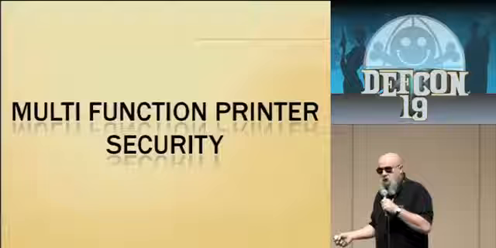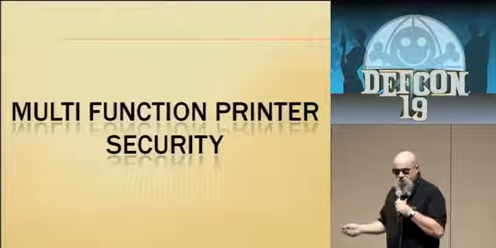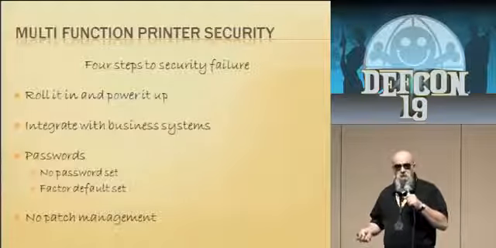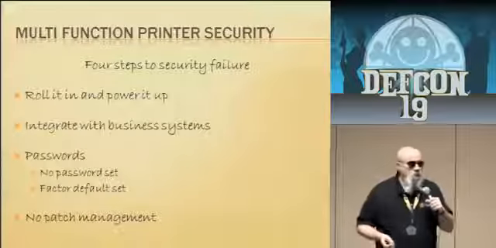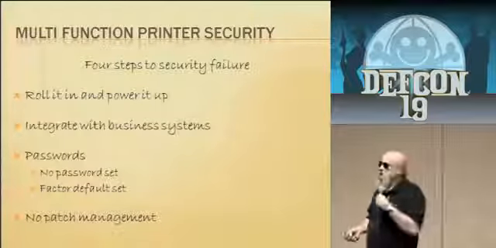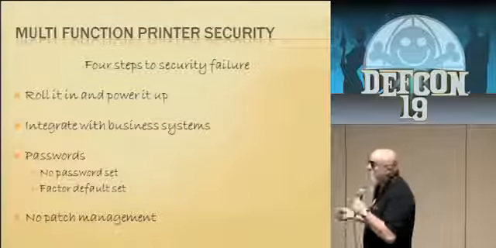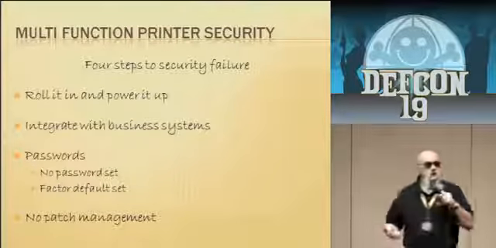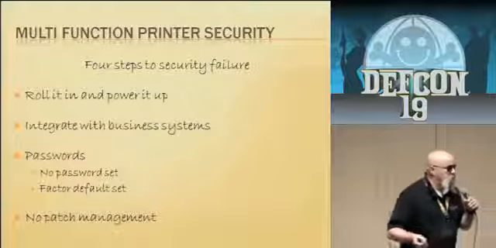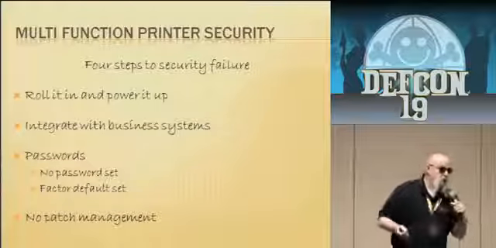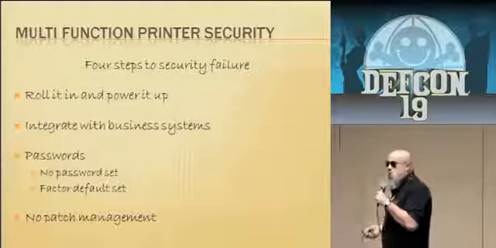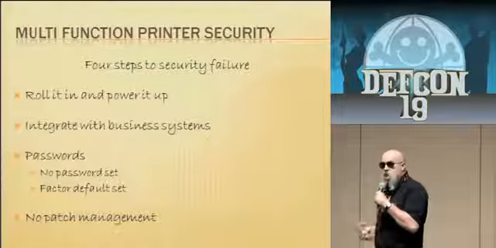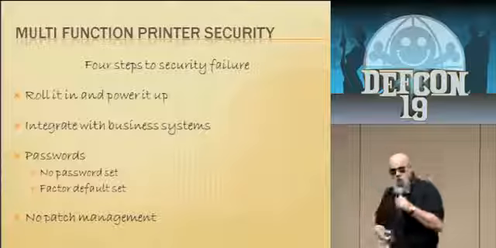So the next thing I want to get into is multifunction printer security. We have one slide, 4 steps to security failure on a multifunction device. Pretty straightforward. What do we do? We roll these things in, we power them up. We integrate these into the business system so they connect to our SMTP, they connect to our Microsoft Active Directory environment, they connect to FTP servers, and then the third thing, what do we do? We set no passwords on these, or we leave them at the factory default password settings.